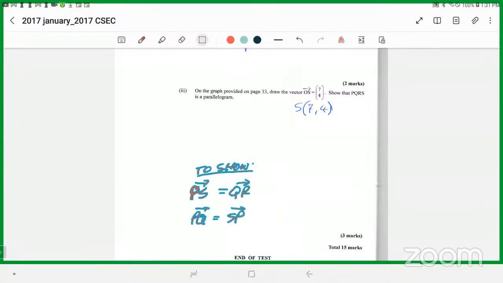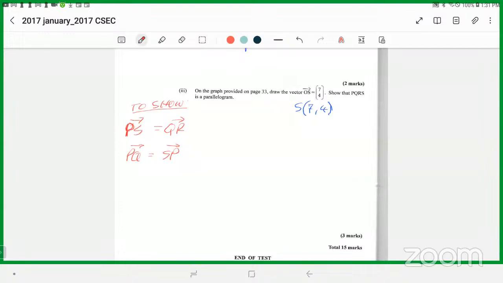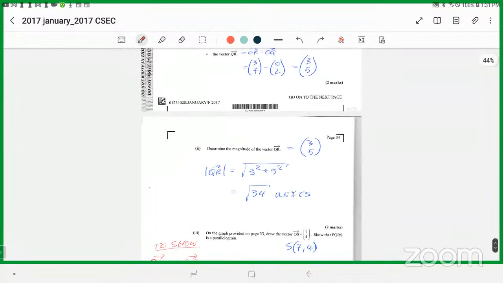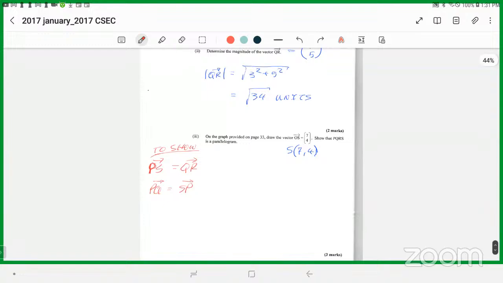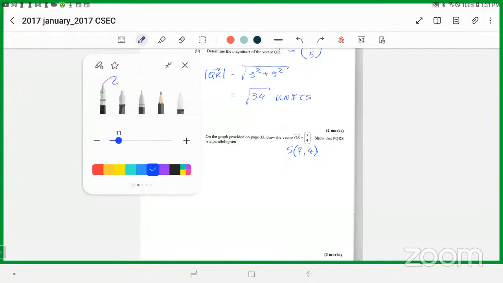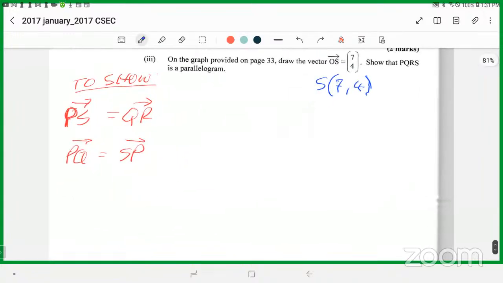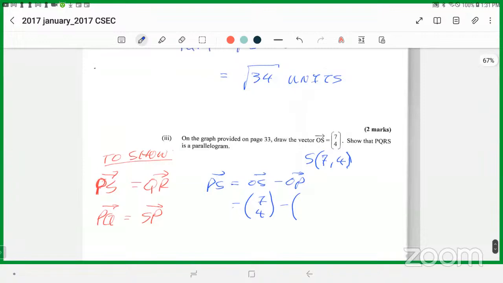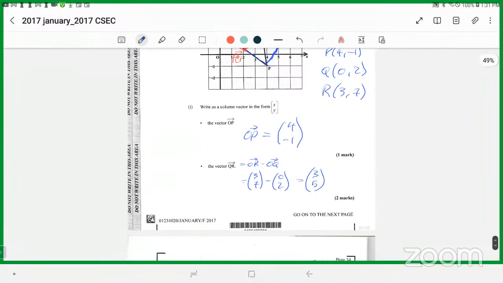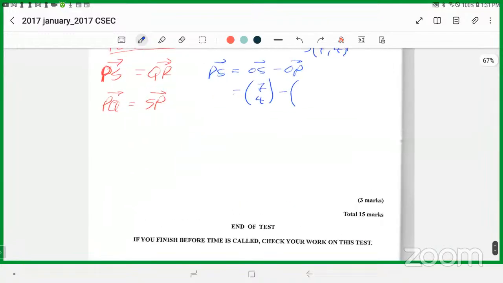All right, so I'm leaving this on the exam paper to tell the examiner what I need to do. Because I already know QR is 3, 5. QR was 3, 5. Just need now to show that PS is also 3, 5. So PS is equal to OS minus OP, which is 7, 4 minus OP. What was OP again? OP was 4, -1.